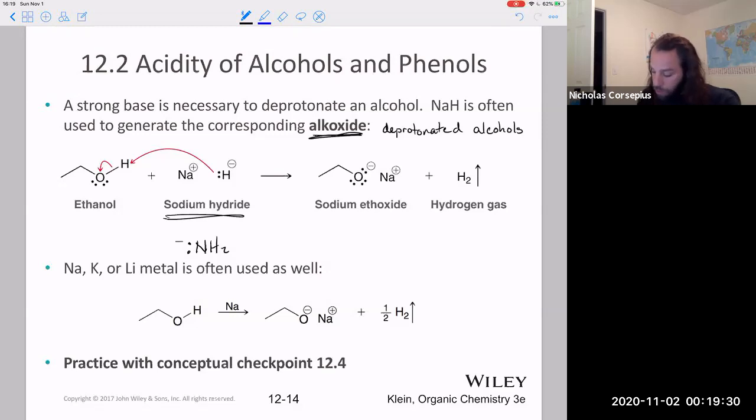Turns out that you can also accomplish this by taking an alcohol and just mixing it with either solid sodium, potassium, or lithium. Remember, these are atoms that really like to give up their electrons very easily. And so that's a way that you can use to generate your alkoxide ion as well. Okay, and again, these are really useful strong bases, which is why you might want to do that.